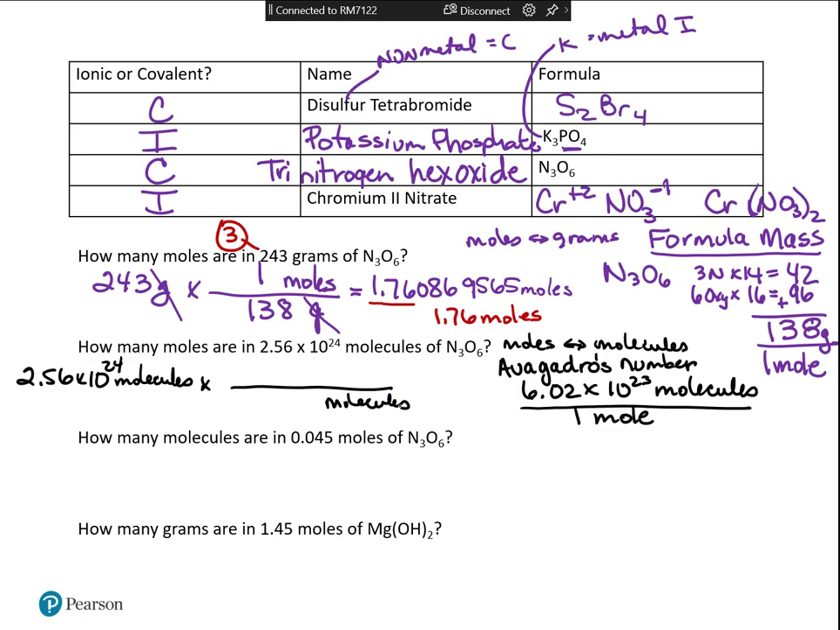And molecules, what's going to go on top? Moles. Because my question is, how many moles? So my answer I want is in moles. Moles gets a 1. Moles will always get a 1 with these two. Molecules is the 6.02 times 10 to the 23rd. Now, it's just a matter of doing the math.